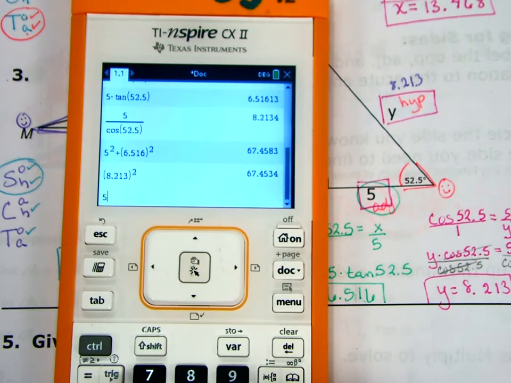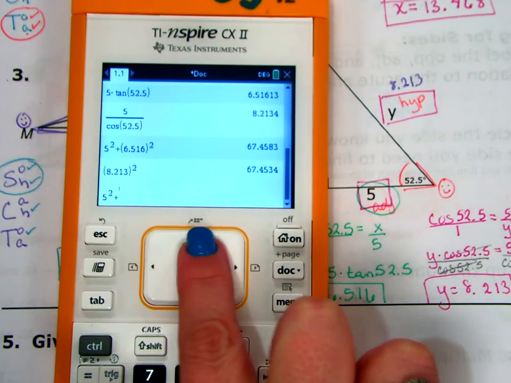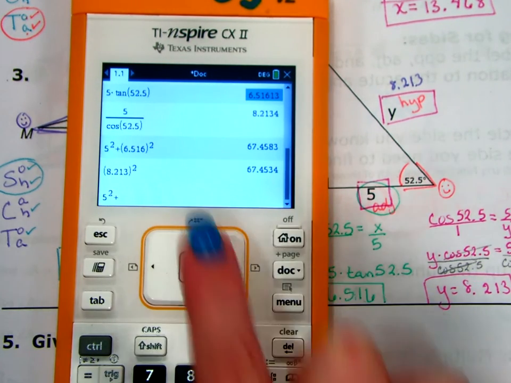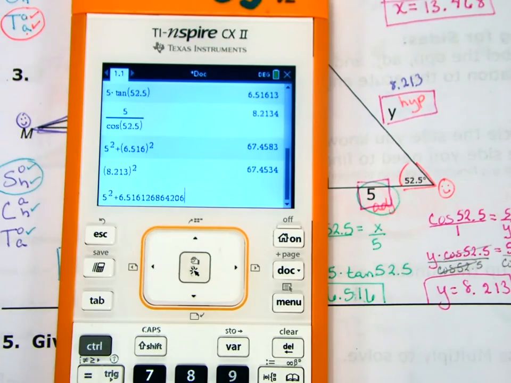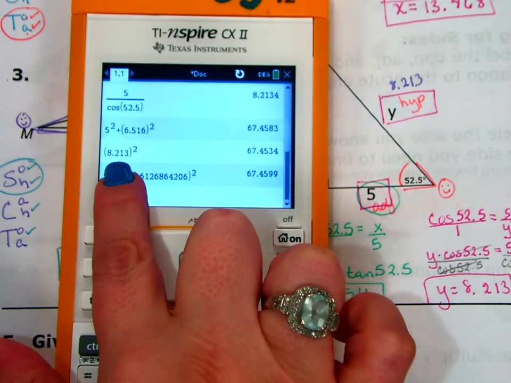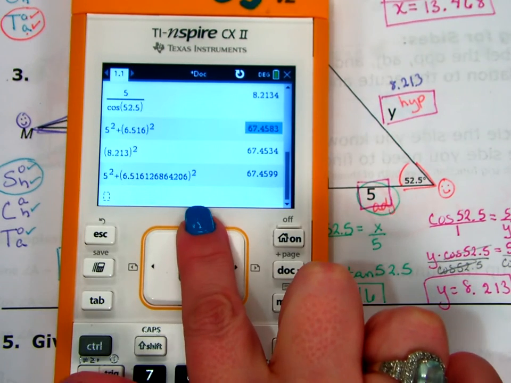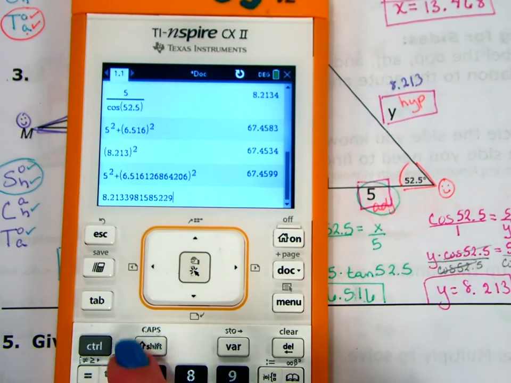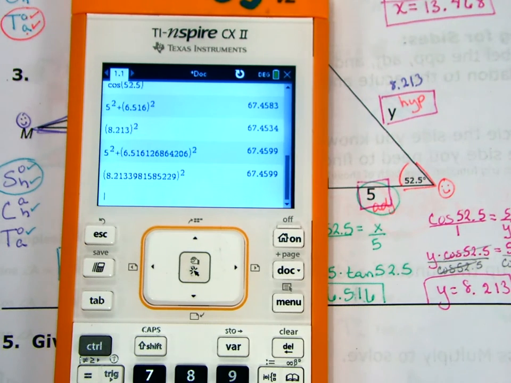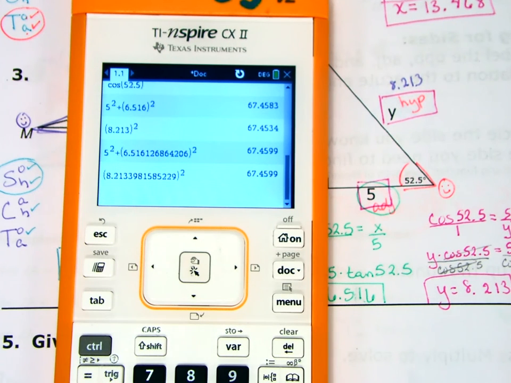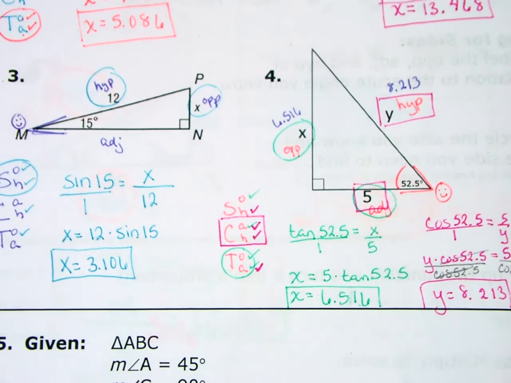If I don't use rounding, if I do 5 squared plus, and I go find that 6.516 from the calculator, so it's not going to round it, squared. And then I do this 8.213, but I get it from the calculator, squared. Look at my two answers then. Because the calculator is like, oh, you want that whole thing? Gotcha. And it gives you the whole thing. Questions? Okay, one more.